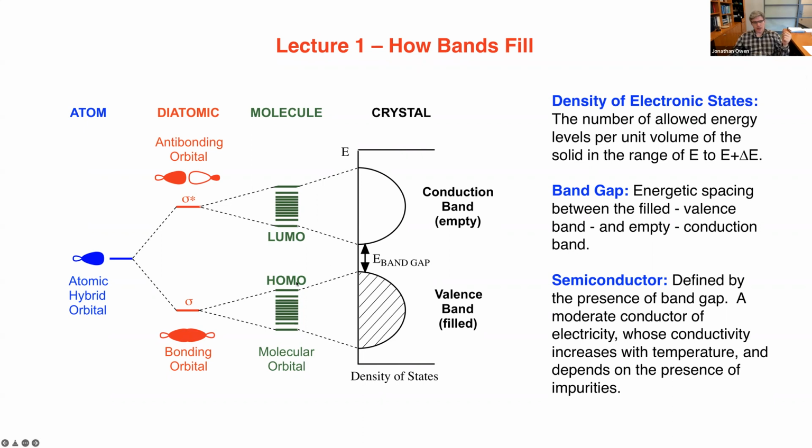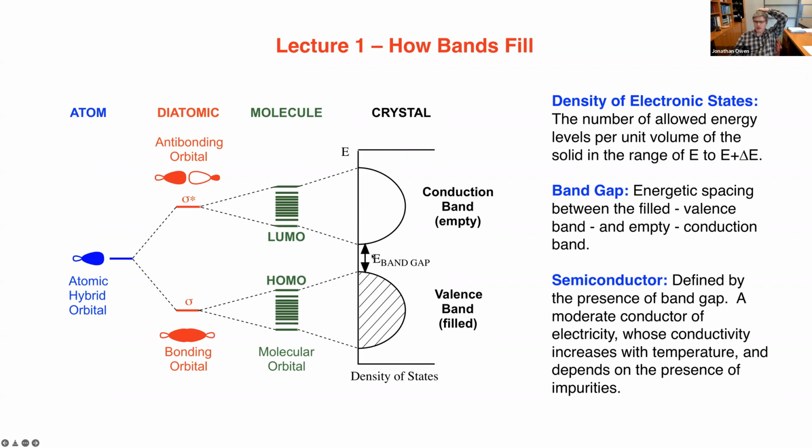We're familiar with the idea of the HOMO-LUMO gap. In the solid state, you have something that's called a band gap, referring to these bands of orbitals, but it's essentially like the HOMO-LUMO gap.